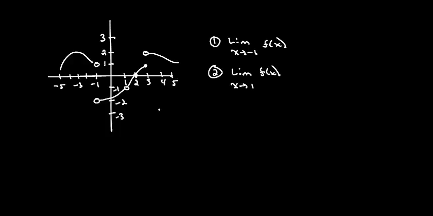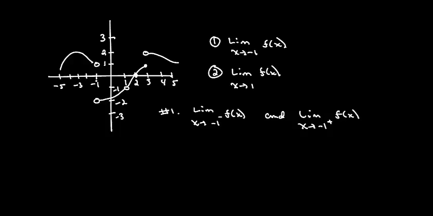So for question number 1, what we need to do is determine the limit as x approaches -1 of f of x from the left side, and the limit as x approaches -1 from the right side of f of x.